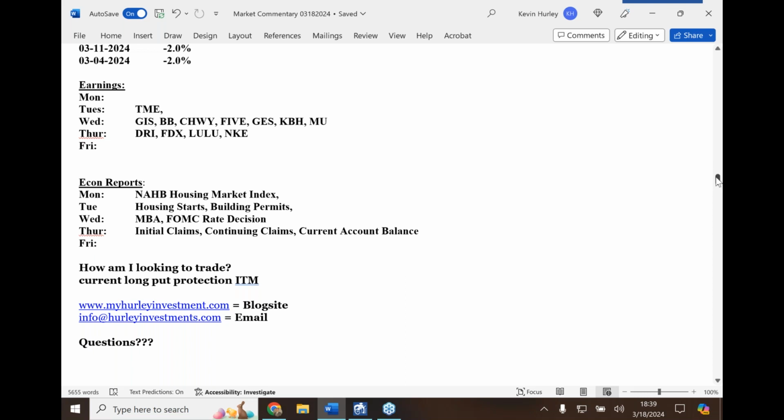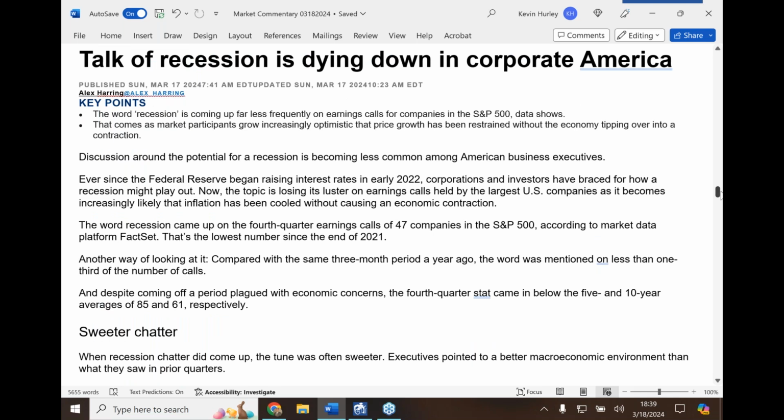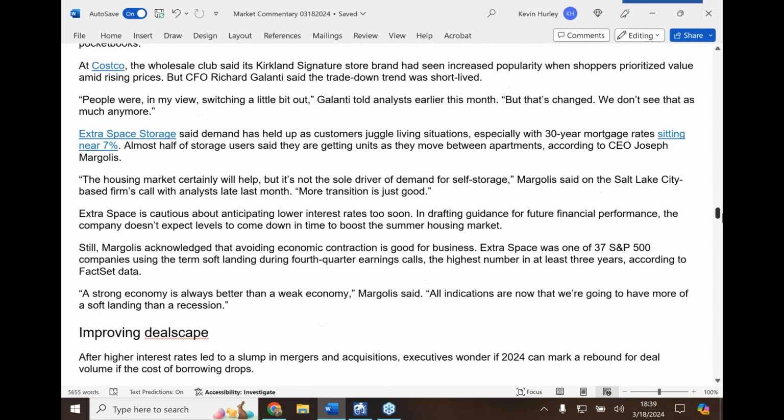Okay, a couple of interesting articles for you guys. Talk of recession is dying down. In fact, I would say a recession is off the table for 2024. How do I say that? We don't look like we're going to have two negative quarters in a row, which is the definition of a recession. So I do not see a recession in 2024. Really interesting article that, hey, recession seems to be off the table.